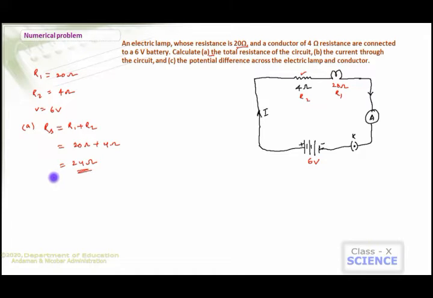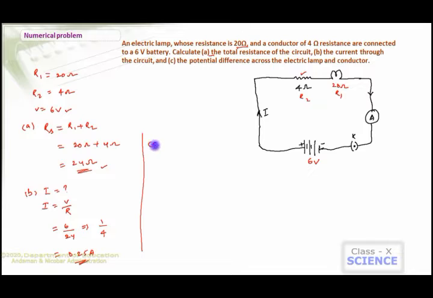Now we see the second part, the current through the circuit. We have to find the current I. According to Ohm's law, we know that I is equal to V by R. Here we have the value of V as 6 volt and the total resistance we have found is 24 ohm. So 6 divided by 24, we will get 1 by 4, which is equal to 0.25 ampere. Right? Second part is also over.